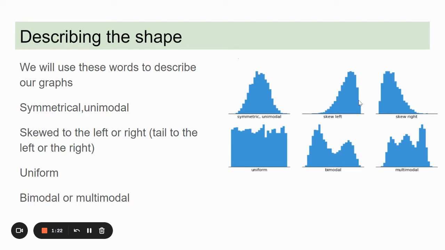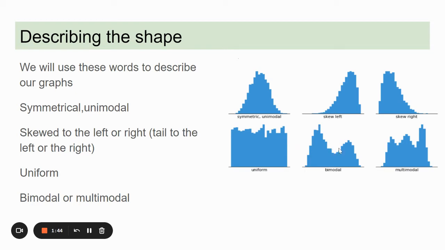It's left skewed if most of the data is on the right-hand side. So we say it's left skewed if the tail is to the left. And same for the right skewed if the tail is to the right. Uniform means overall it looks kind of like a box. It's very well spread out and the data values seem to be regular across the pattern of the graph.